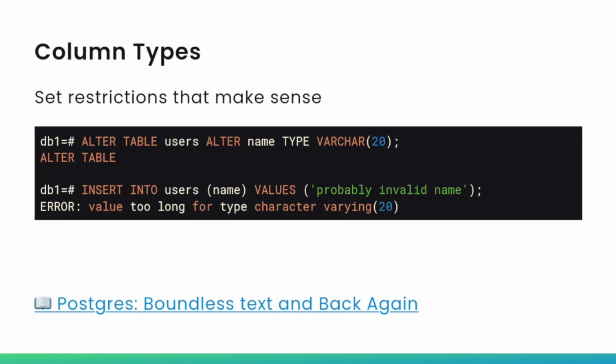It doesn't make sense. Even 100 sounds like a stretch. So maybe using text for our name column was not a very wise decision. So we can actually change that. If you'll notice, we can do alter table and then alter name, the column name, to type varchar 20. This means that now if someone tries to insert a value longer than 20 into the name column, they are going to get an error, okay?